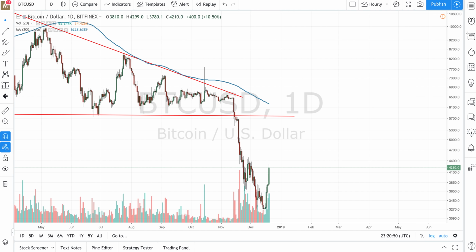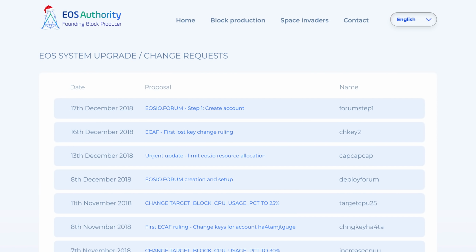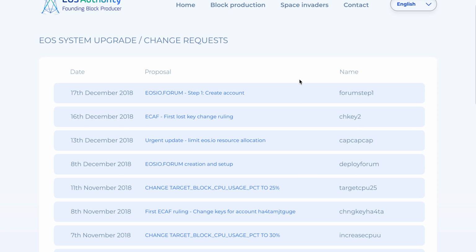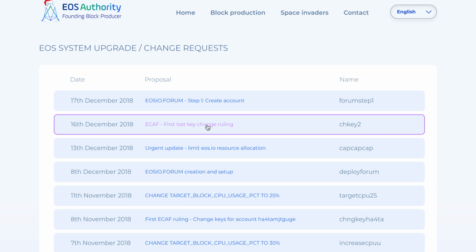I think one thing everybody has been looking at has been the ECAF. And one interesting thing happened: there is this first ruling for ECAF to change the keys. You remember there was a lot of FUD around EOS that people are losing tokens, that there is an authority which is actually going and taking the tokens from people and changing the keys. It has never happened. It only locked those accounts which are suspected to be stolen.